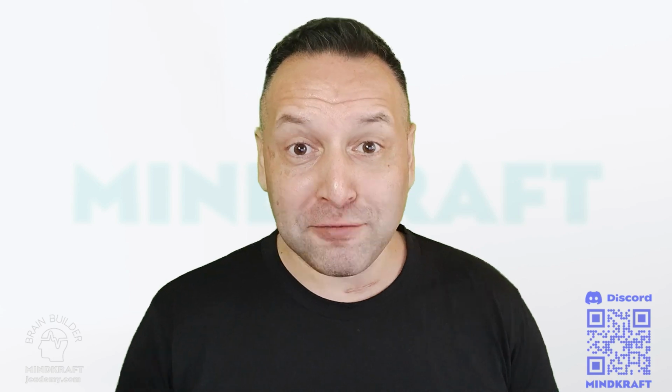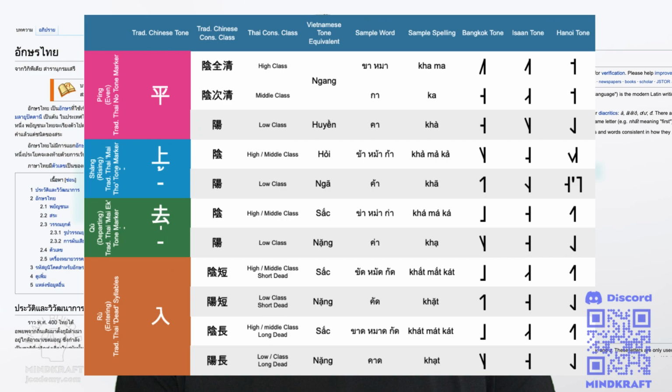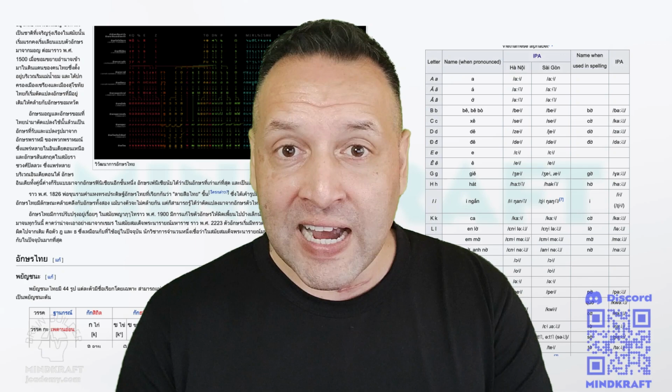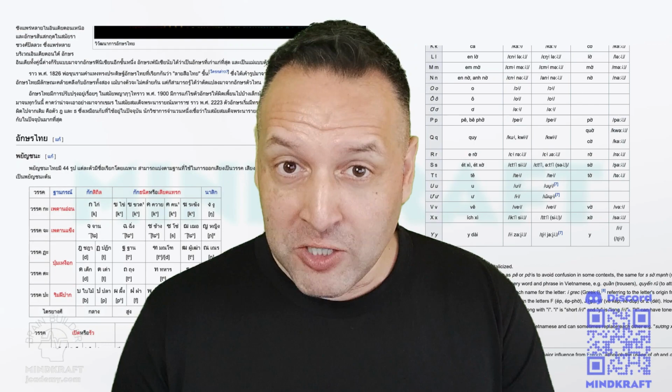I have done it. I've developed a script, a Romanized script, using the principles of Vietnamese that can be used for the Thai language. Not only Central Thai, but this same script can be used for all Thai languages. And actually, you could probably use it to write Vietnamese and Chinese as well. So make sure you stick to the end because you're going to need to go through this journey to get there.